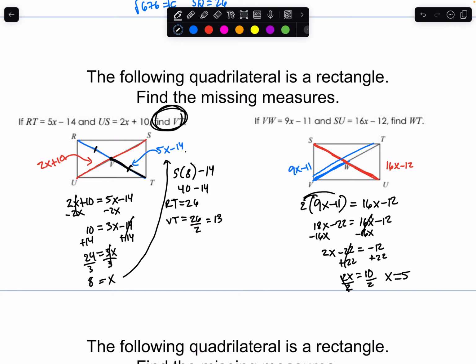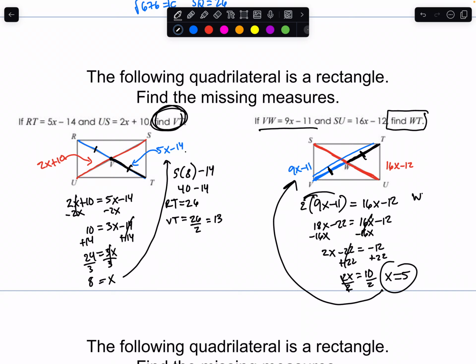Now, this question is asking for the length of WT. WT is this portion from here to here. So, that portion is half of the full length of the blue line, VT. So I know that this length will be congruent to this length. And since I was already given VW up here, I can plug in the 5 into this portion because it just represents half of the diagonal line VT.